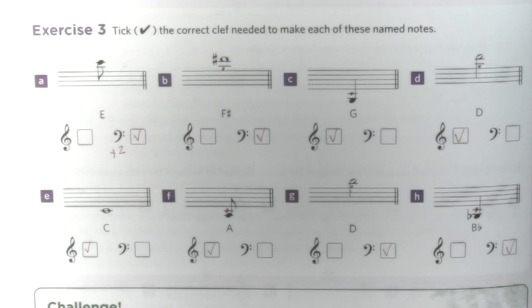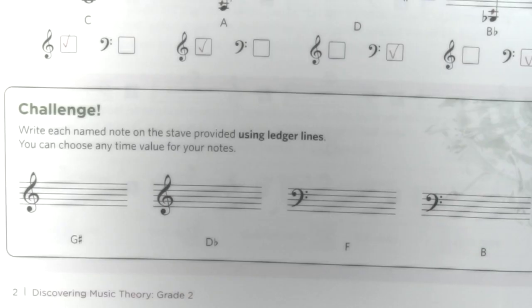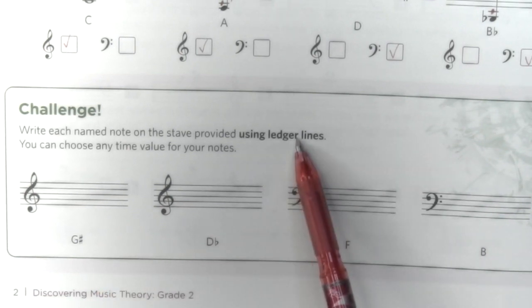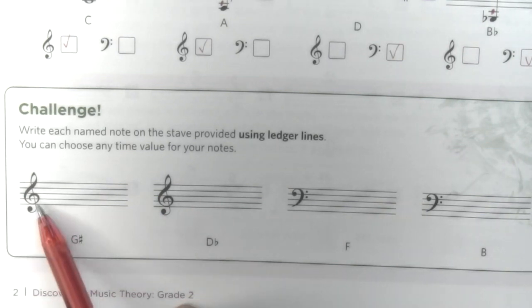Okay. Shall we do the challenge? Let's do it. Here we have 4 staves on which we need to write the given notes using the ledger lines, okay? Because for example, G is here.